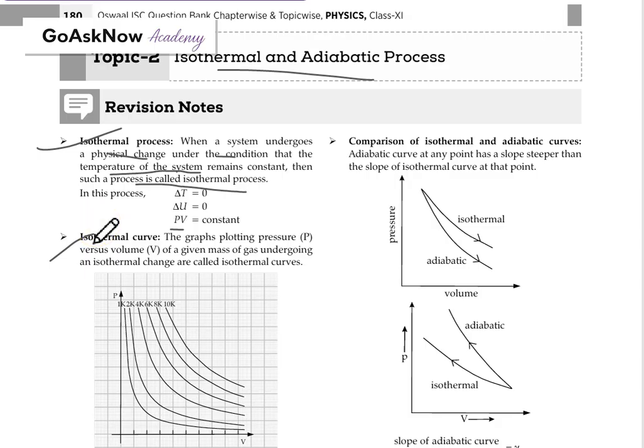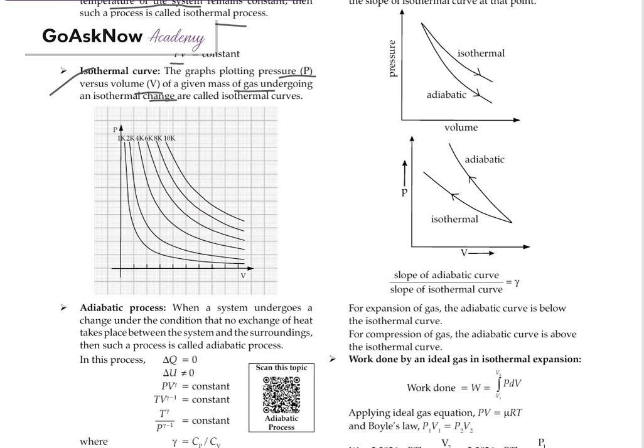Now, isothermal curve. The graph plotting pressure P versus volume V of a given mass of gas undergoing isothermal changes is called an isothermal curve. Here we can see different temperatures, where the mass of gas is undergoing isothermal change with constant temperature. This forms a curve-like structure, which is known as the isothermal curve.